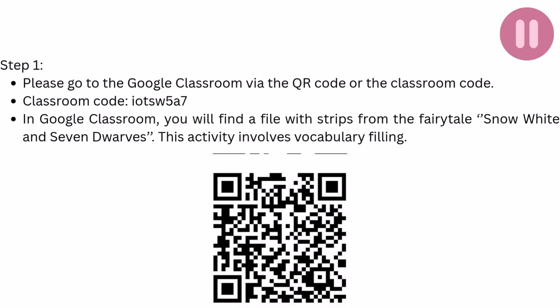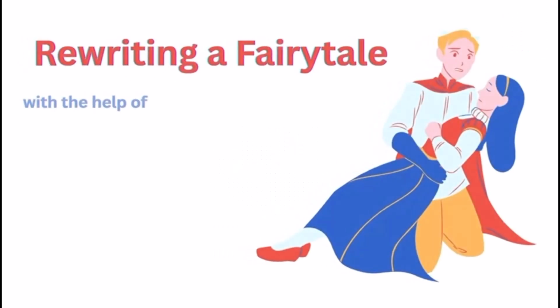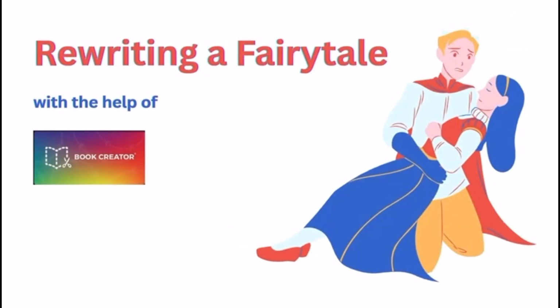Please pause the video here to work on the activity. Now, let's move on to the second step. In the second step, please use the QR code provided for you to engage in feedback and discussion. Please pause the video here to do the second step. Have fun! Let's begin the final activity of our digital storytelling project.